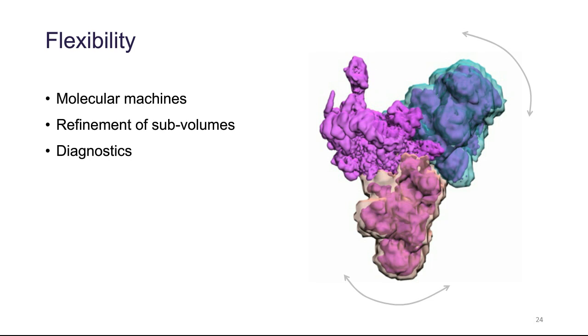Current techniques include performing refinements of subvolumes, as shown in this image. Each subvolume is treated as a rigid structure and joints are discontinuous. There are also some diagnostics available to assess the presence of flexibility. As new developments, we are working on some tools to directly detect and at least visualize flexibility of molecules from the EM data itself.